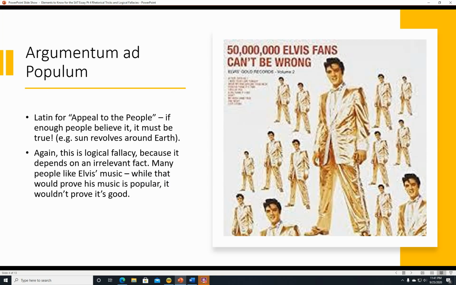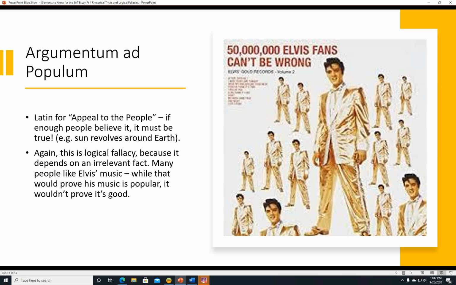Argumentum ad populum, as you might guess, sounds like popular. It's literally an appeal to the people, so if enough people believe it, it must be true. Well, the problem with that is, at one point, everybody believed the sun revolved around the earth, and certainly when people realized, no, the sun is actually the center of the solar system, not the earth, so the earth is not the center of the universe, it's not even the center of the solar system.